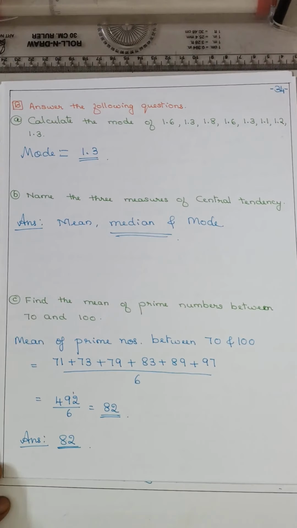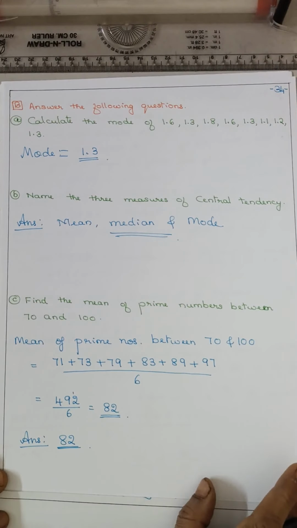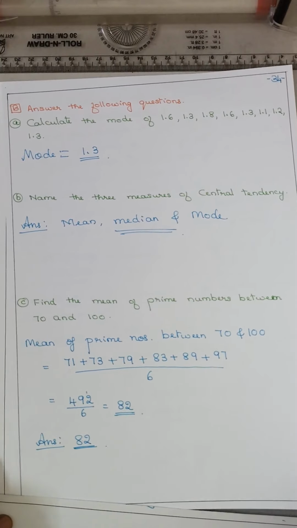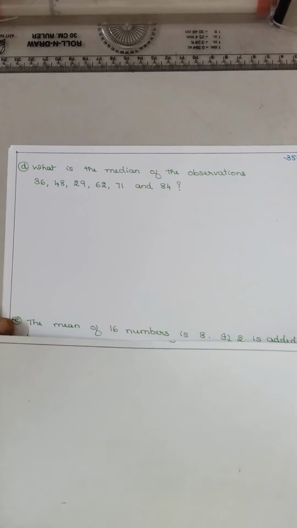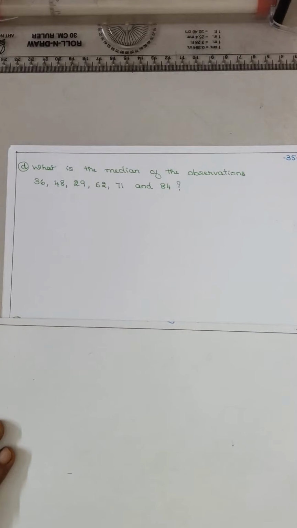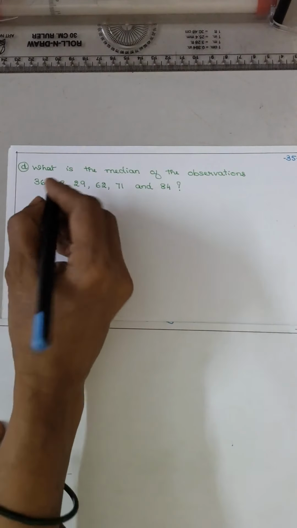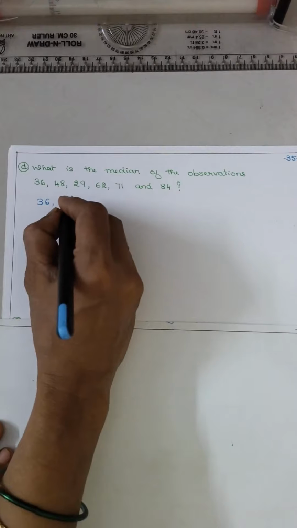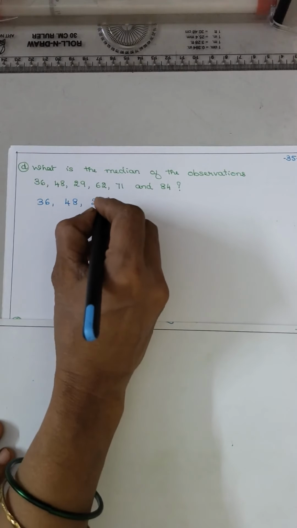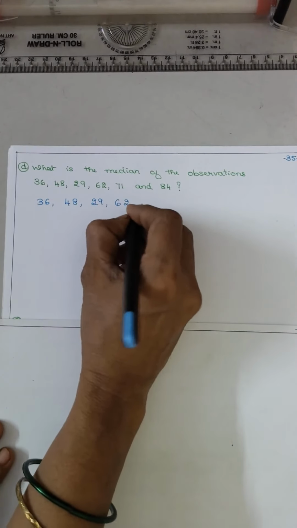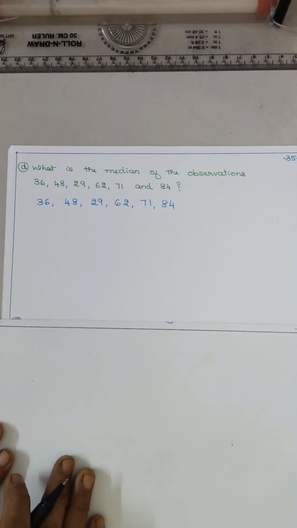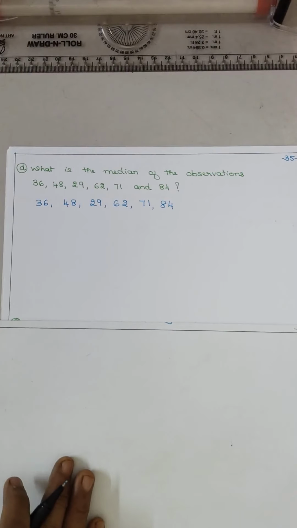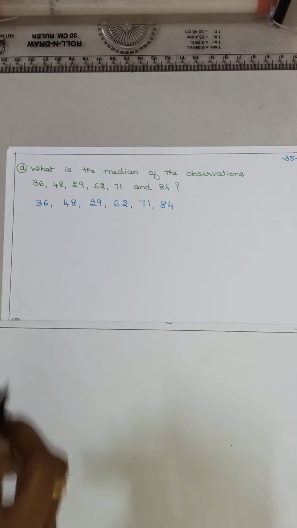Hope everyone understood this. That was question number C. Now coming to question number D. What is the median of the observations given below? The observations are 36, 48, 59, 62, 71 and 84. Now for the median, what do we have to do?